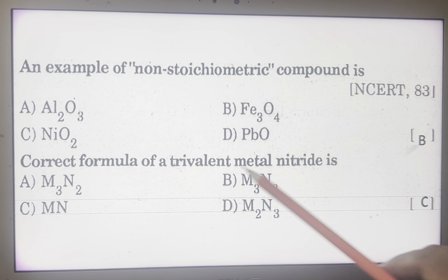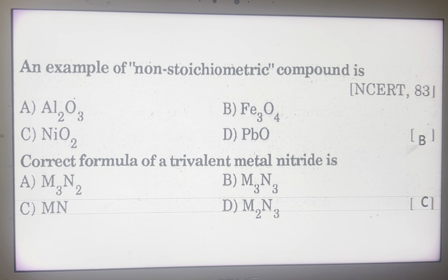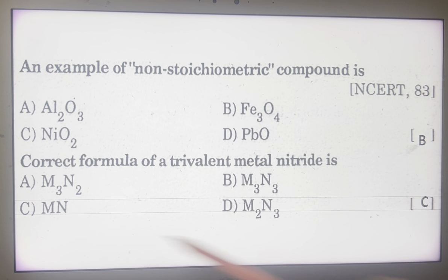Here, the correct formula of the trivalent metal nitride. Trivalent means the metal has valency 3, and nitride has valency 3. M3 and N3 crisscrossing: N valence 3 is written here, M valence 3 is written here, M3 N3. But the 3:3 ratio can be simplified, so MN is the correct formula. This is not the correct formula. C is the correct formula for this.